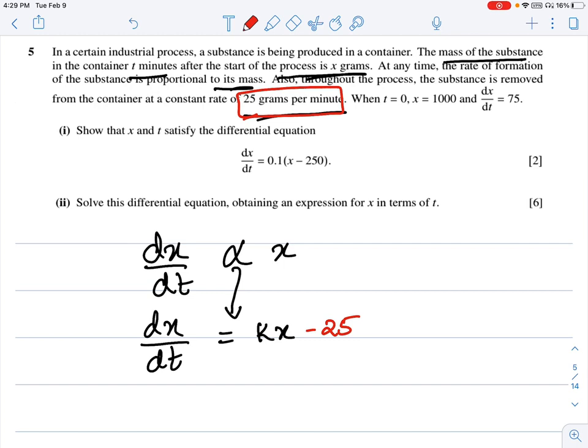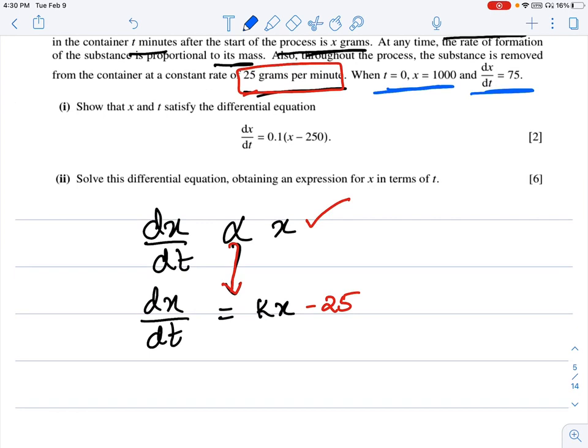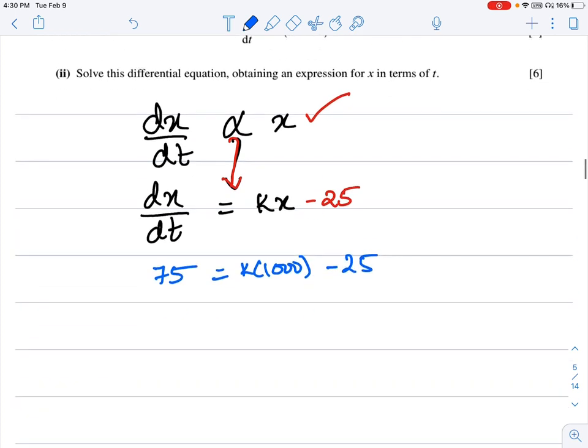Because he says that it is proportional to mass, I have used proportional to x. Remove that proportionality symbol, write equal to kx, but it is removed, so minus 25 needs to be written. Now the values have been given. When t equals 0, x is equal to 1000 and dx/dt is equal to 75. So 75 is equal to k times 1000 minus 25. From there 100 is equal to k times 1000, so k is equal to 0.1.